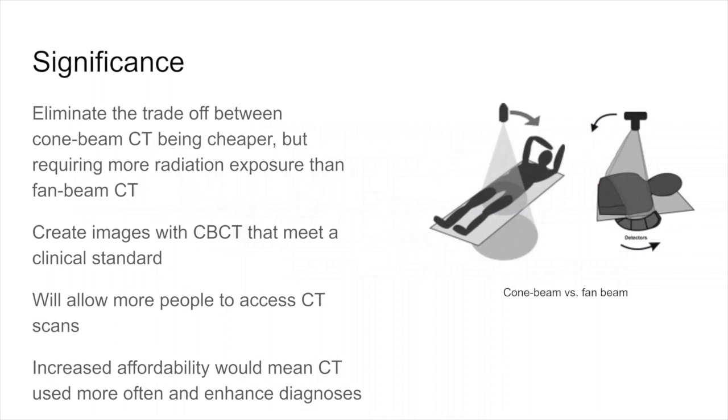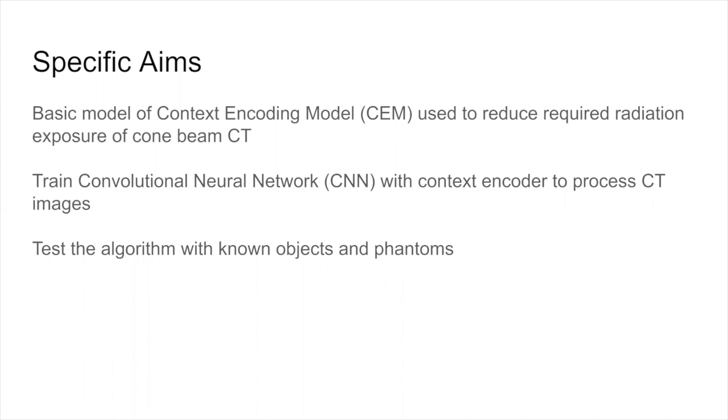The significance of this research is to eliminate the trade-off between cone beam CT, which is cheaper, but requires more radiation exposure than fan beam CT. CBCT also produces less than standard images, and by addressing these issues in our research, we allow more people to have access to CT imaging, and with increased affordability, this will allow for more imaging to be used in different diagnoses.